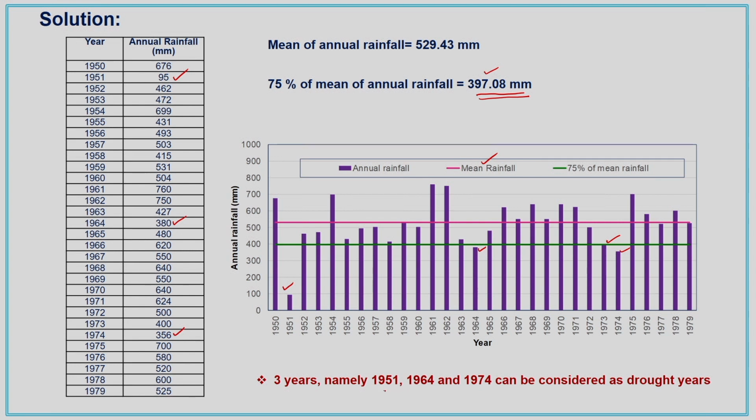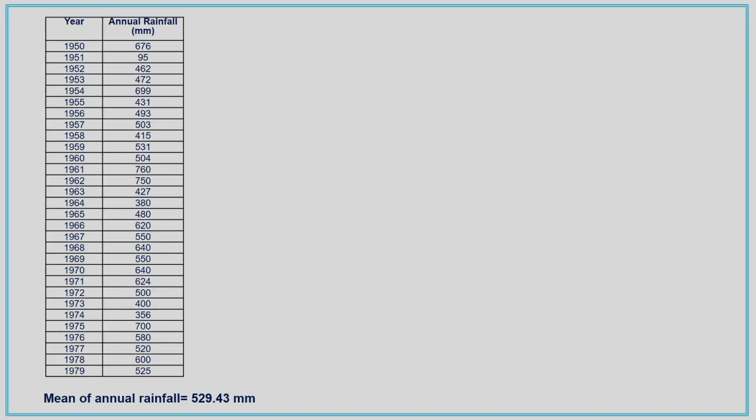3 years, 1951, 64 and 74 can be considered as drought years, especially meteorological drought, because lack of rainfall has happened during these years. So the first part of the question is over. Now let us move on to the second part. What is the second part? Moving average corresponding to 5 data points needs to be done. The mean annual rainfall is 529.43 millimeters, we know already. So we are going to plot the moving average curve.